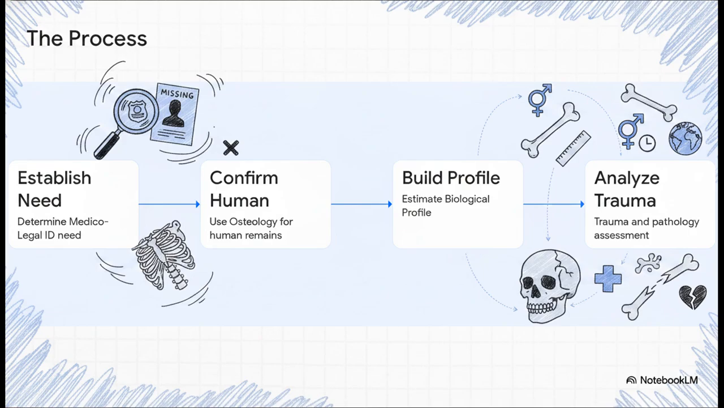We have covered a ton of ground in this explainer, so let's lock it all in. Here's the rapid-fire review so you can summarize this without even glancing at your notes. Step 1, we establish the need for medical legal ID to aid a legal or civil case. Step 2, when normal clues are gone, we use osteology to confirm we actually have human remains. Step 3, we build that biological profile, sex, age, stature, and ancestry, to filter our missing persons list. And Step 4, we analyze trauma and pathology to understand their health history and figure out what happened to them.